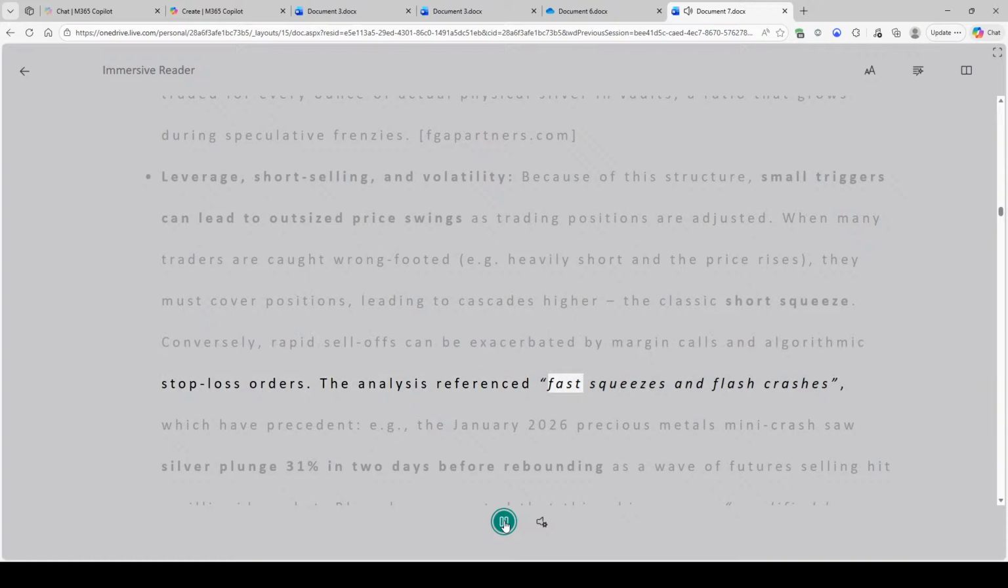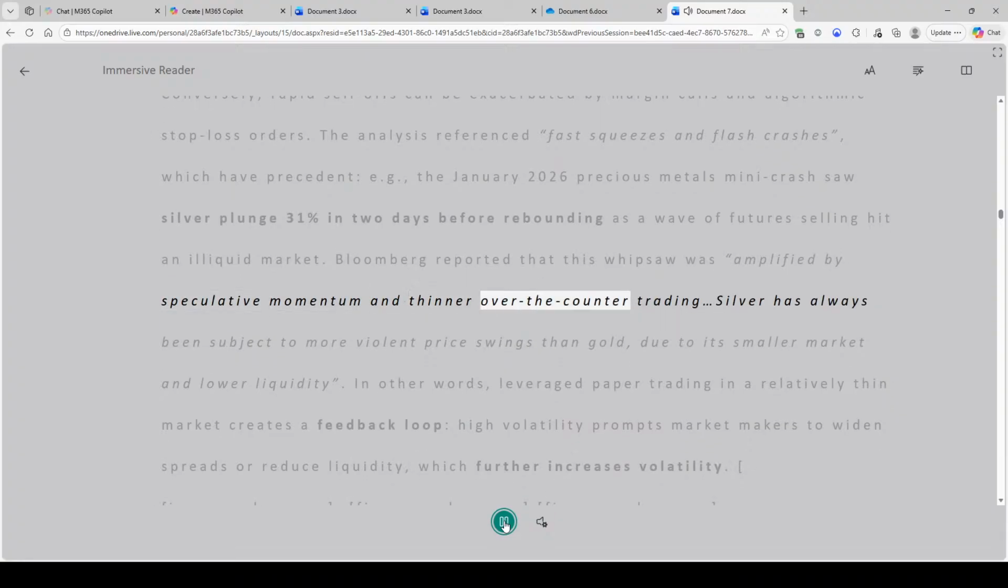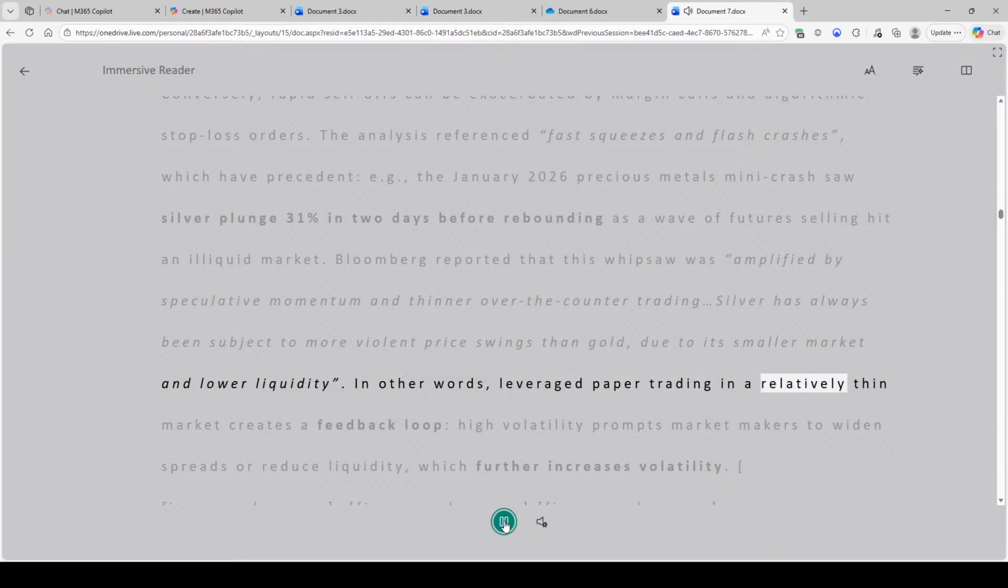The analysis referenced fast squeezes and flash crashes, which have precedent, e.g., the January 2026 precious metals mini crash saw silver plunge 31% in 2 days before rebounding as a wave of futures selling hit an illiquid market. Bloomberg reported that this whipsaw was amplified by speculative momentum and thinner over-the-counter trading. Silver has always been subject to more violent price swings than gold, due to its smaller market and lower liquidity. In other words, leveraged paper trading in a relatively thin market creates a feedback loop. High volatility prompts market makers to widen spreads or reduce liquidity, which further increases volatility.